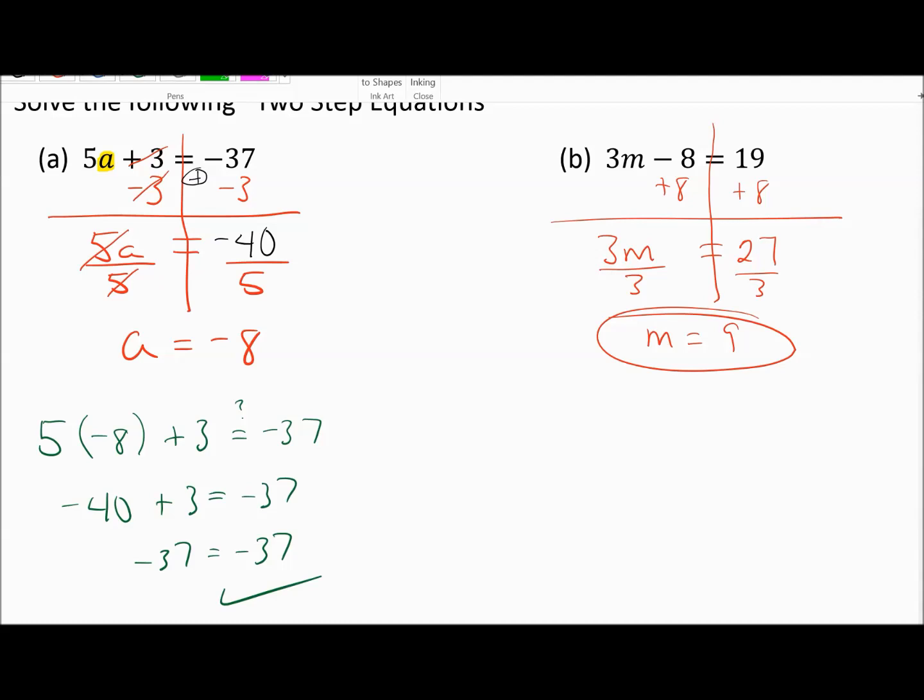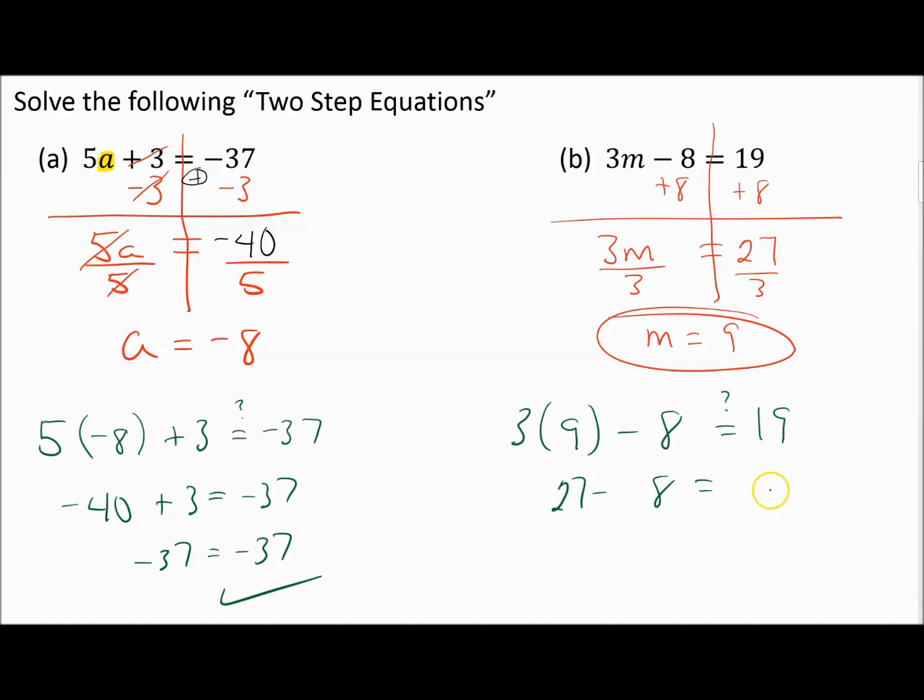When I go to check, I've got 3 times 9 minus 8. Does that really equal 19? Well, we know 3 times 9 is 27 minus 8. 27 minus 8 is 19. So 19 equals 19, and it checks.